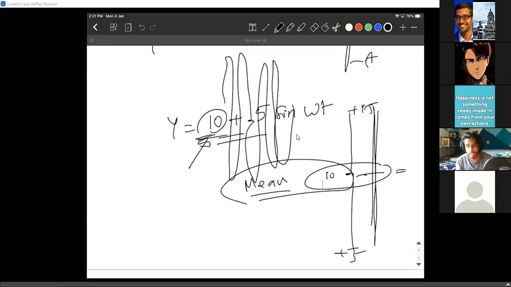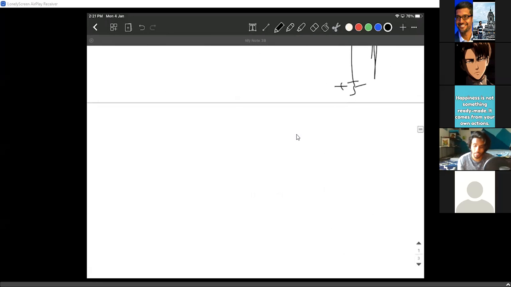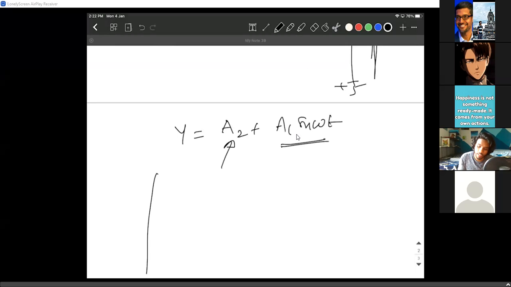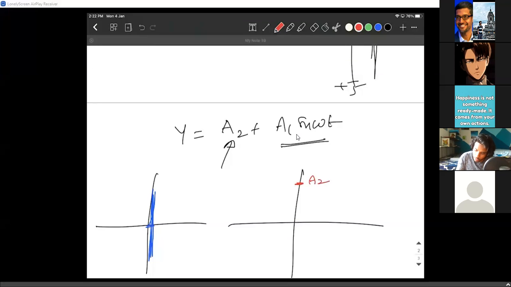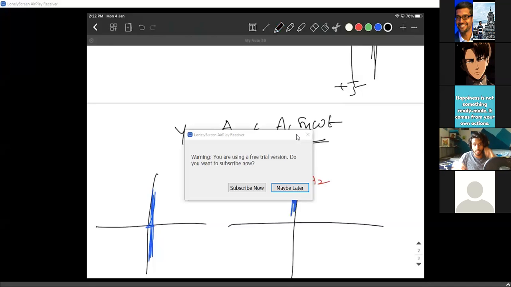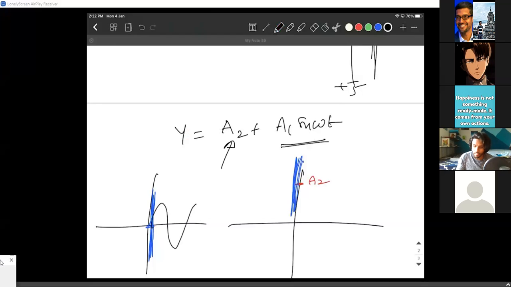So guys, let me tell you, this can represent an SHM. Yes, definitely. Whenever I write y equals some random value a2 plus a1 sine omega t, this part is an SHM equation, and this part is simply telling you that the mean position has shifted. Instead of having an oscillation about zero, we are simply having an oscillation about this random point a2. So we will have the same oscillation about that a2.